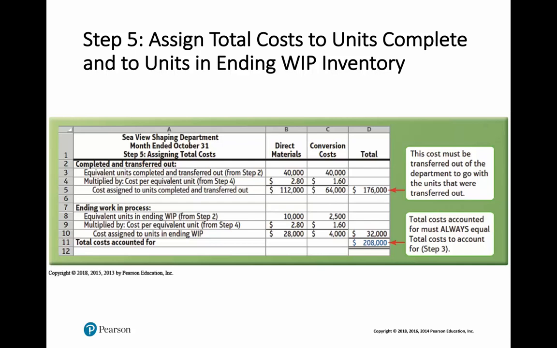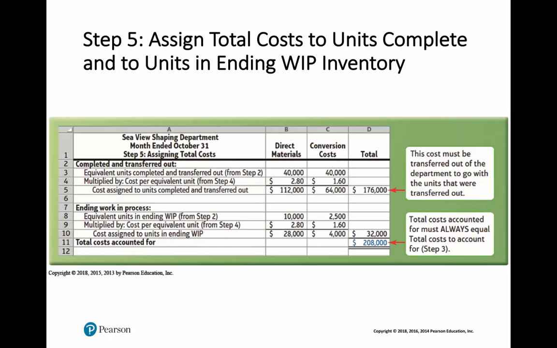All right, so as you go through these, there's a lot of built-in checks to make sure you're on the right path. One of the most important ones there, the cost that you have to account for equals what you've assigned to those two different categories, completed and ending work in process. All right, so that's our 5-stage process for process costing. And again, this is just for Department 1, the first stage in our manufacturing process.